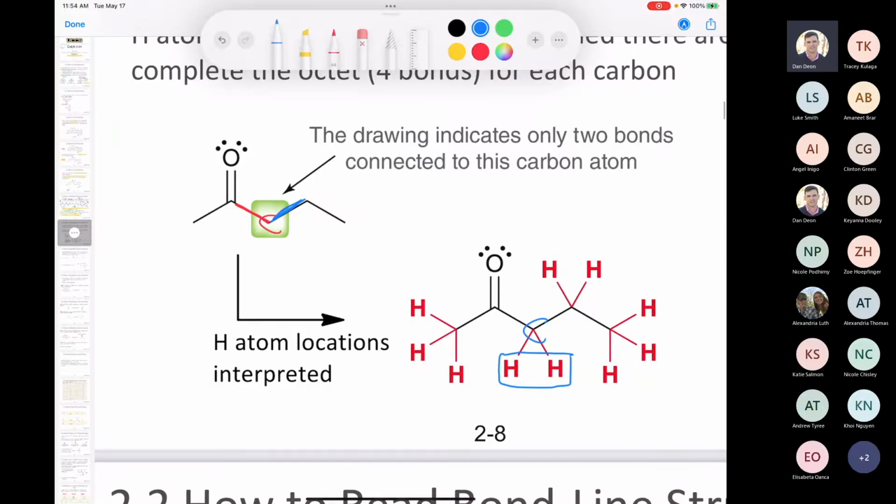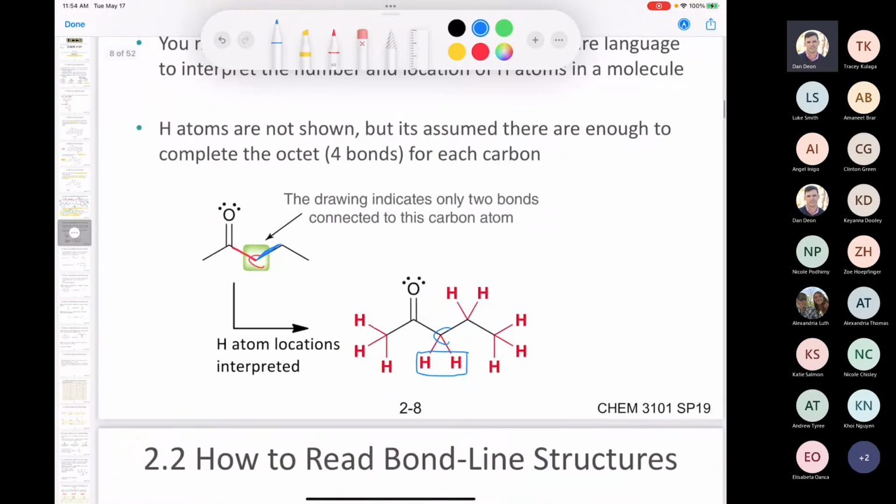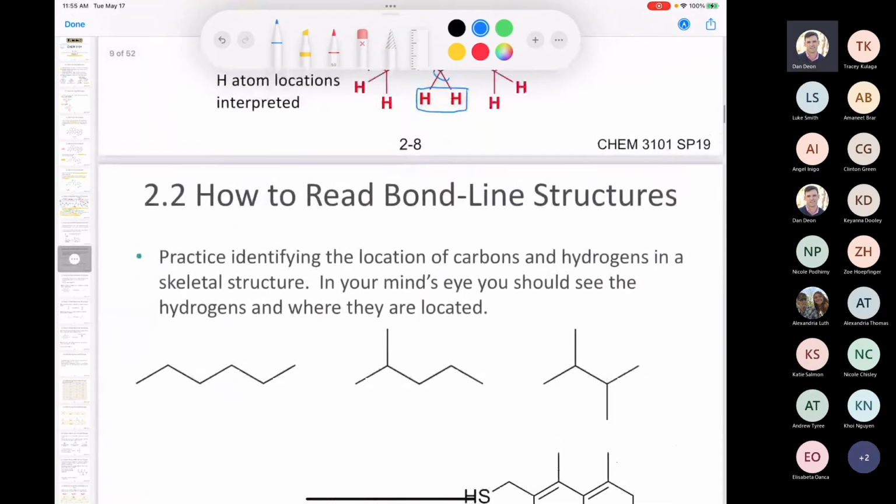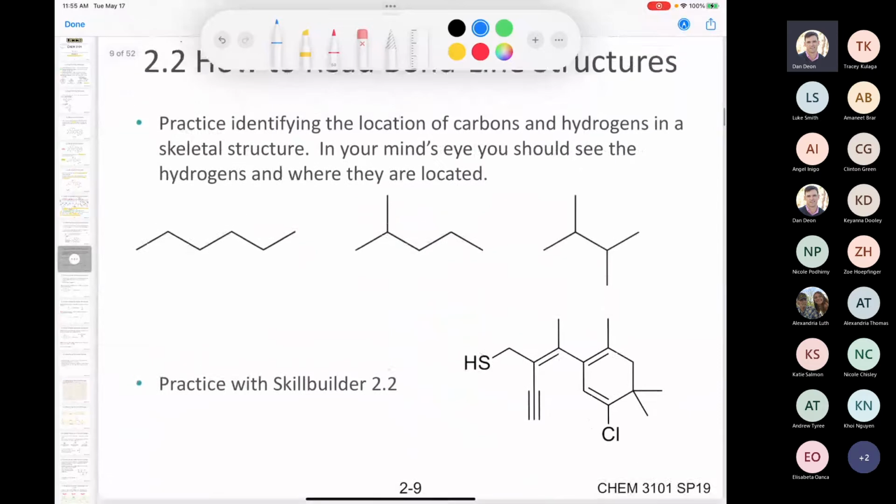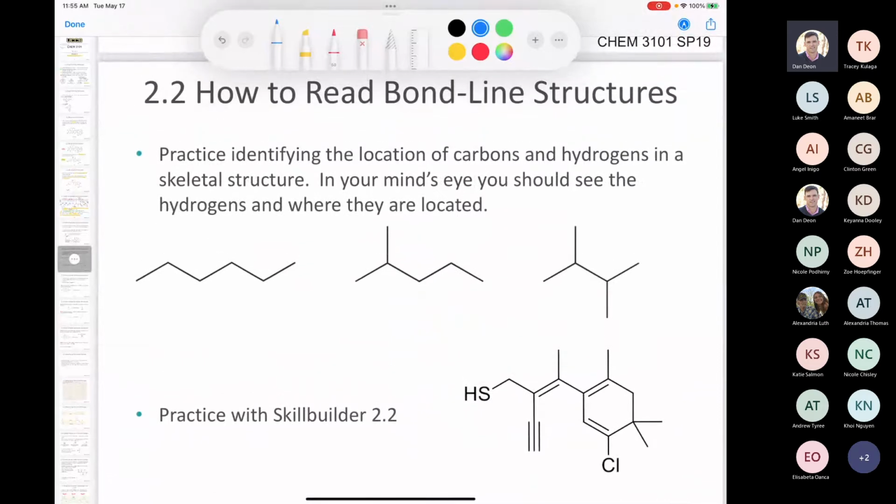Let me test you one more time. I guess this one's already done for you. Let's move on down here. Let's try some practice. We already did this one. This is hexane. We already did it.